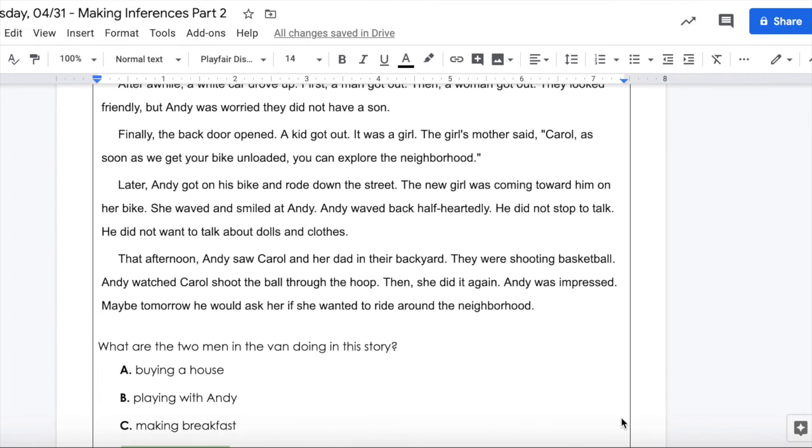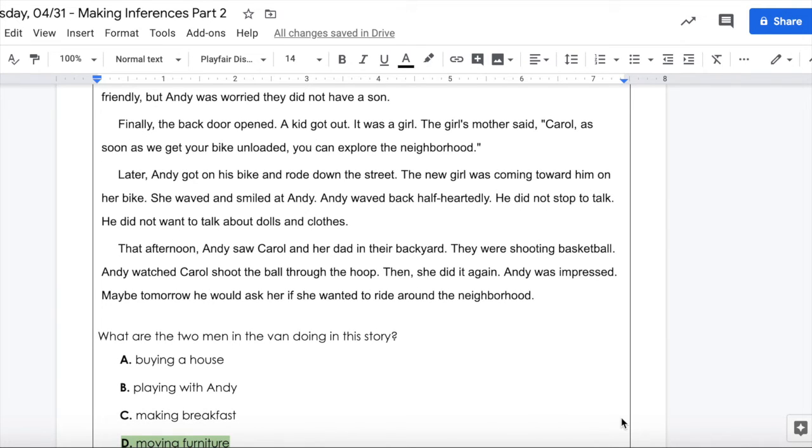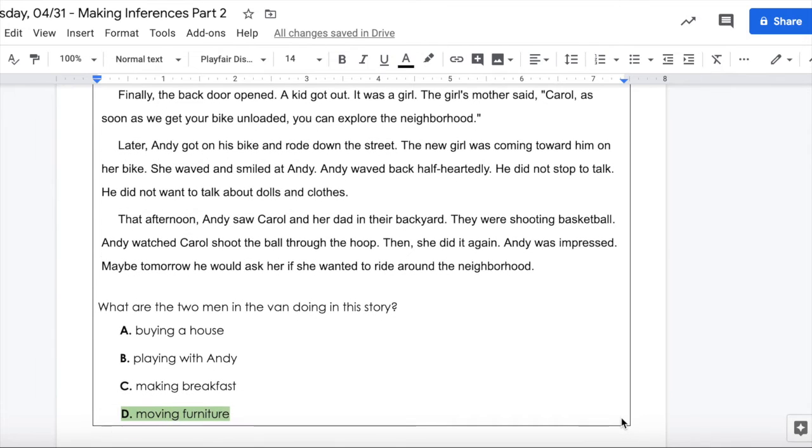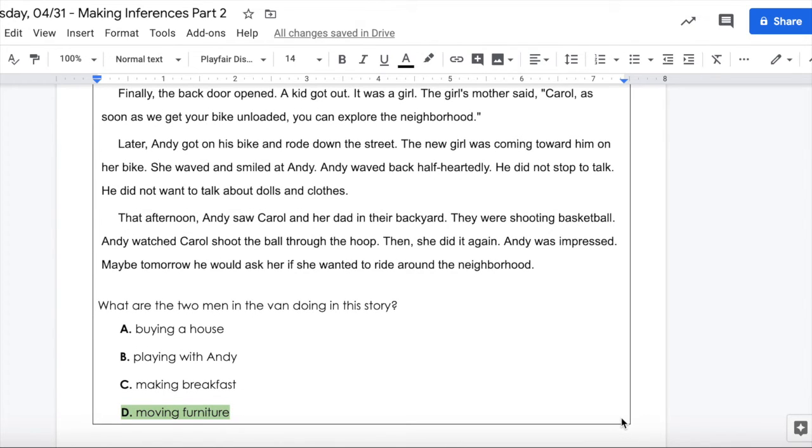Finally, the back door opened. A kid got out. It was a girl. The girl's mother said, "Carol, as soon as you get your bike unloaded, you can explore the neighborhood." Later, Andy got on his bike and rode down the street. The new girl was coming toward him on her bike. She waved and smiled at Andy. Andy waved back half-heartedly. He did not stop to talk. He did not want to talk about dolls and clothes.